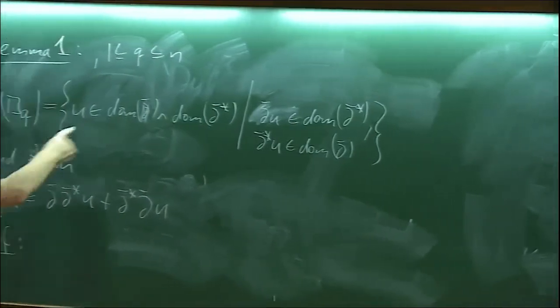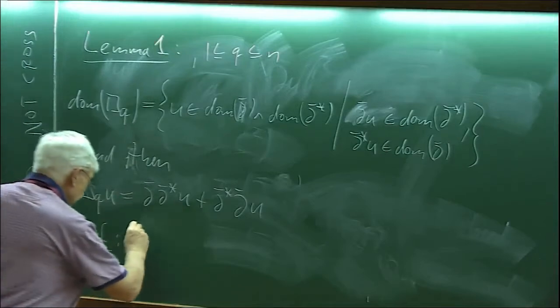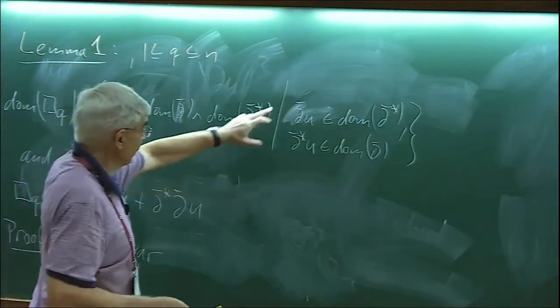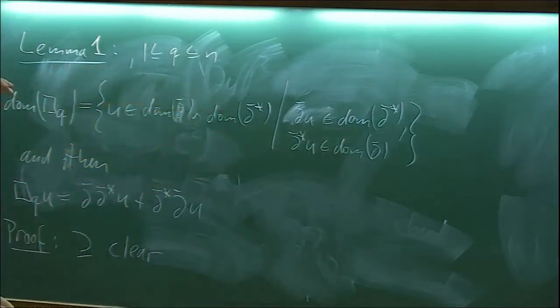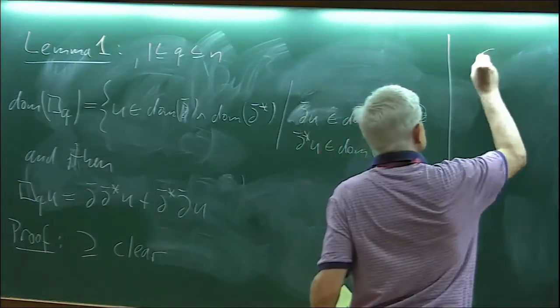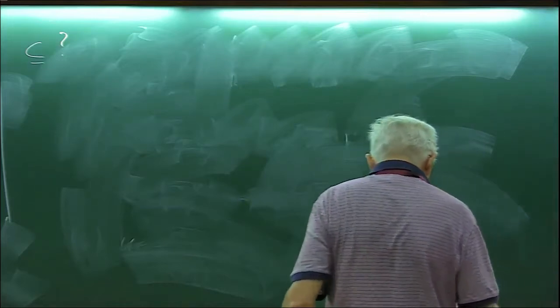Well, proof, or sort of a sketch. So looking up here at this equation for these two sets, the inclusion this way is clear from what I said over there, right? If the d bar and d bar star are in the appropriate domains, we do the integration by parts and we get this. So we need to look at the other. I need to take a U that's in the domain of box Q as defined over there, and need to see that d bar and d bar star U are in these domains, right?